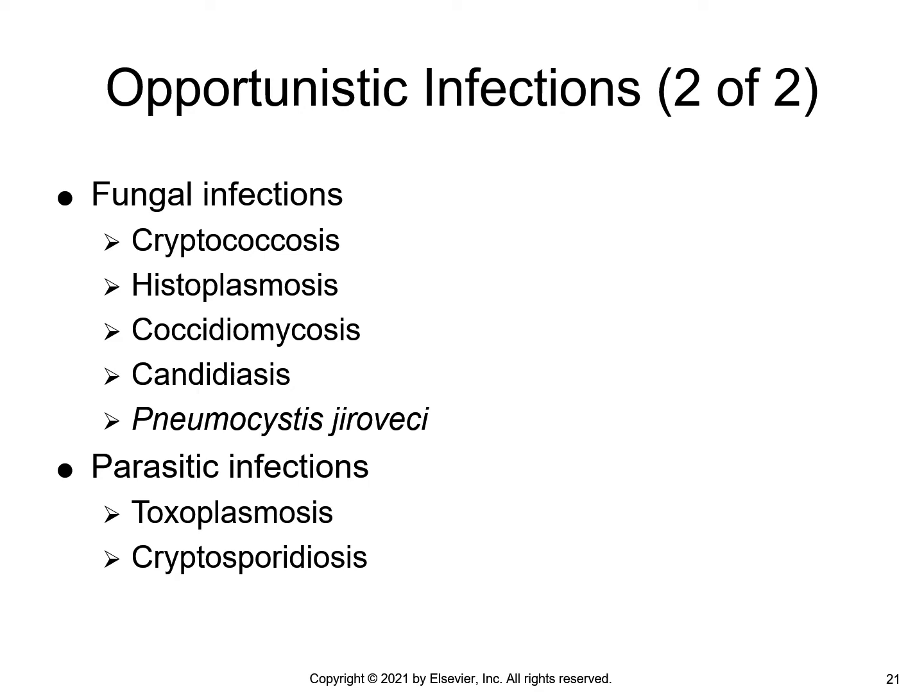Valley fever, or coccidioidomycosis, is a pulmonary infection. You can have a fever, purulent sputum, and a rash. Candidiasis is thrush, esophagitis, or vaginitis. This would be yellow patches in the mouth, GI tract, and vaginal area.